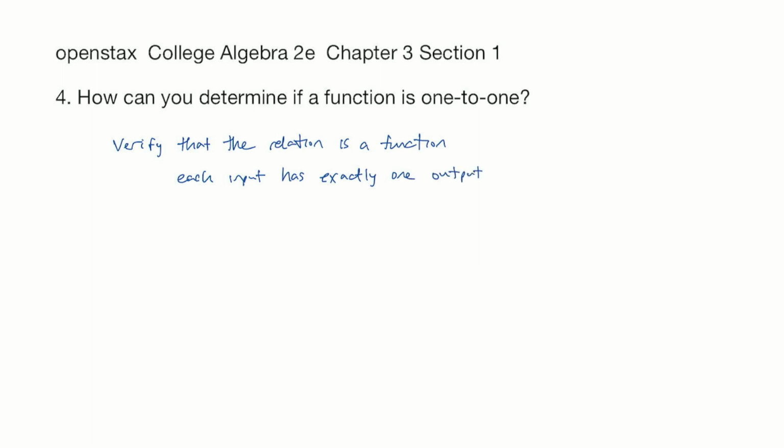And now to verify that it's one-to-one, let's write that down. Verify that the function is one-to-one. We check that each output has a unique input. And here you can use the horizontal line test.